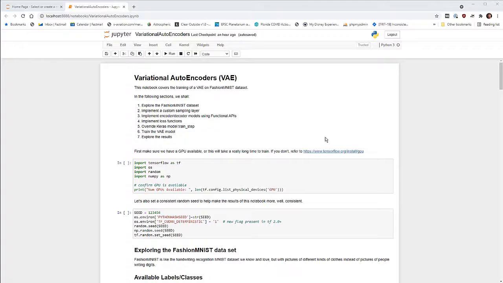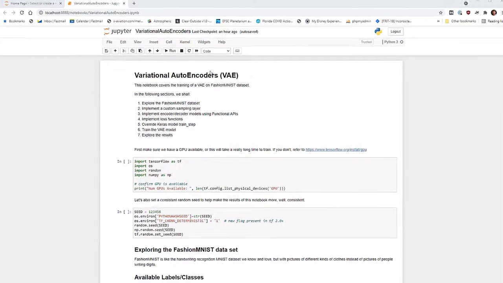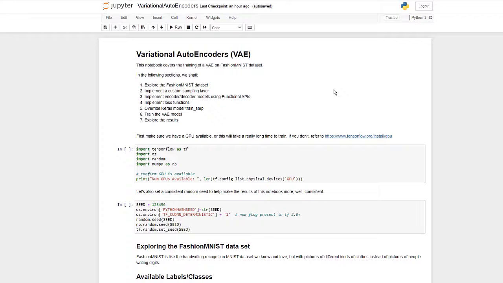All right, so let's dive in here. Open up the Variational Auto-Encoders notebook from the course materials if you'd like to follow along. If you do want to follow along, though, it's pretty important that you have a GPU available, that you have TensorFlow GPU installed. Otherwise, you're going to find that this takes a really long time to train. So if you don't, just head over to this link here at tensorflow.org/install/GPU, and that will walk you through what you need.